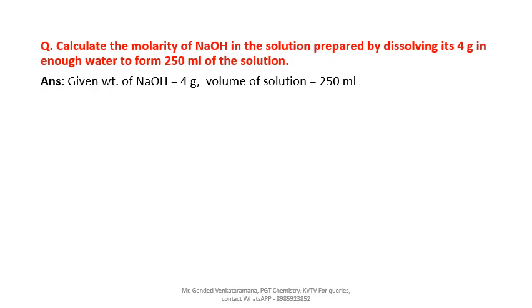Always numbers are very important while dealing with the numericals. Numericals are very easy to solve if you know the numbers. For example, 4 represents what? 4 is the weight of the NaOH. 250 represents volume of the solution, 250 ml. V. Molecular weight of the sodium hydroxide is not given to you, but you have to calculate.